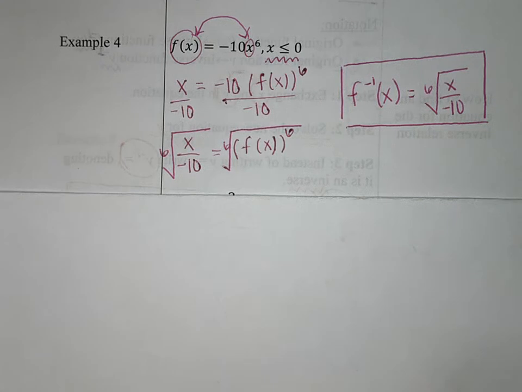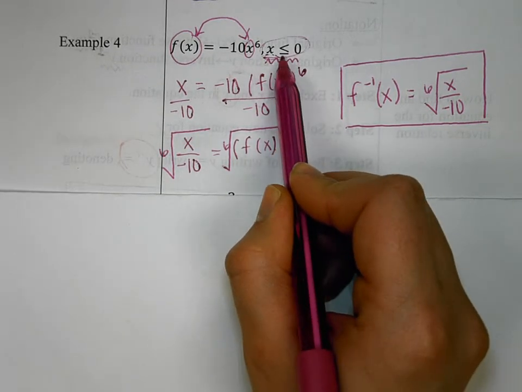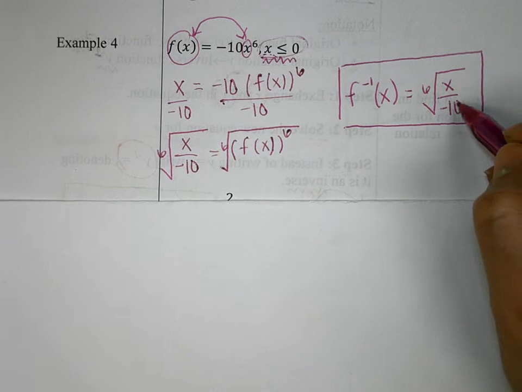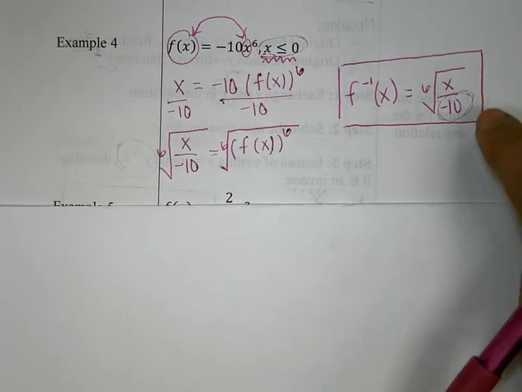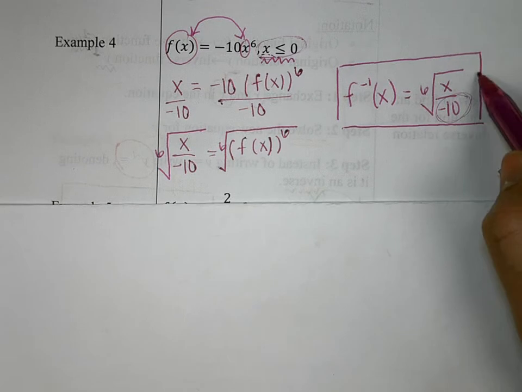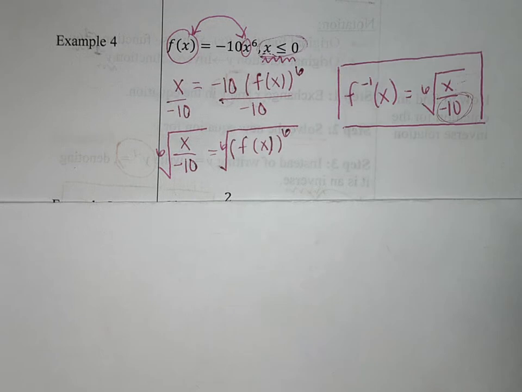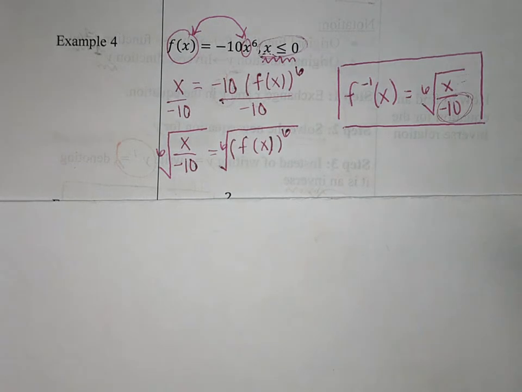The reason why we have to only plug in x's that are less than or equal to 0 is because in our inverse we have a negative underneath the radical. So in order to make that radical positive, we have to have a negative in that fraction. That's why it's specified. You don't really have to worry about it. Okay? It's just written in the problem. Not too bad? That's it.